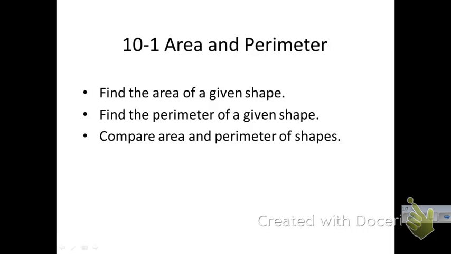Today in class we learned about area and perimeter, so we're going to find the area of a given shape, the perimeter of a given shape, and then we're going to compare the area and perimeter of shapes.